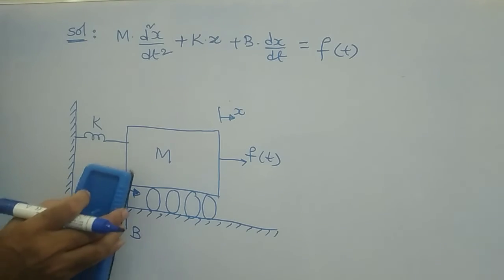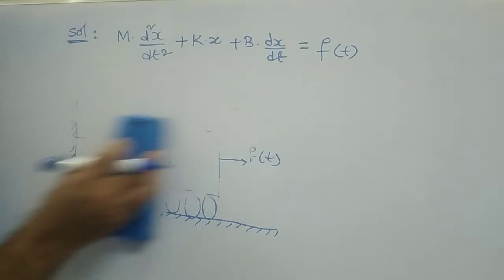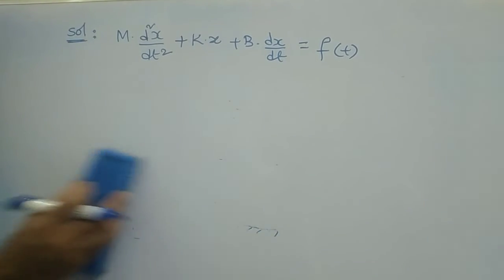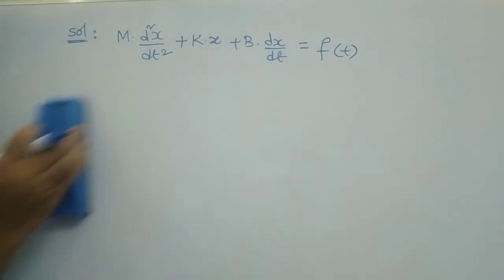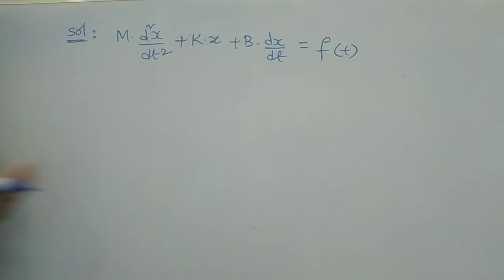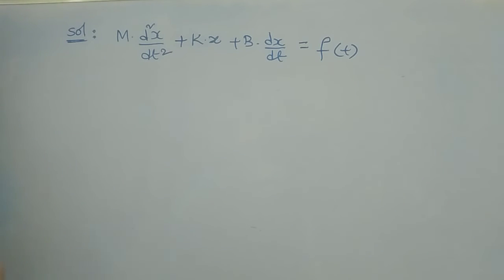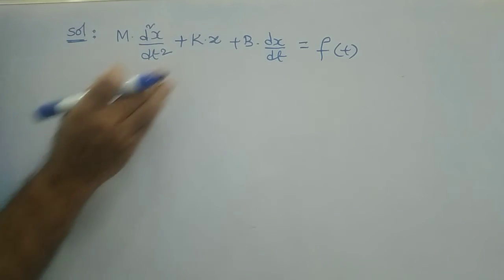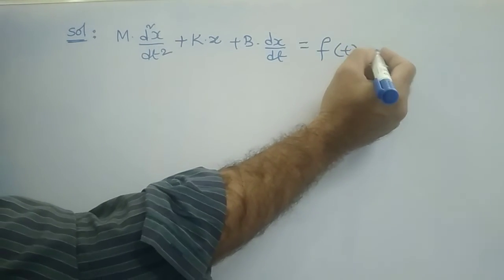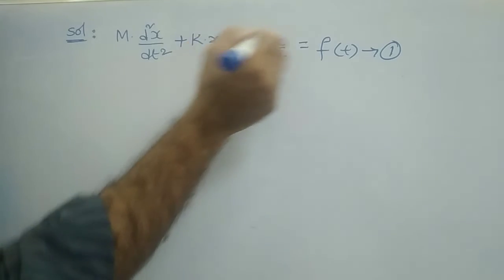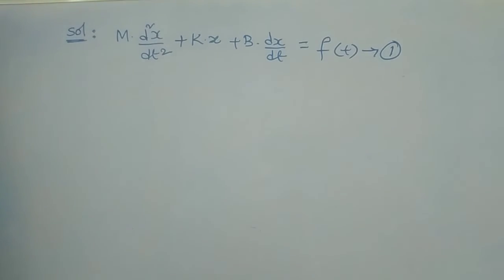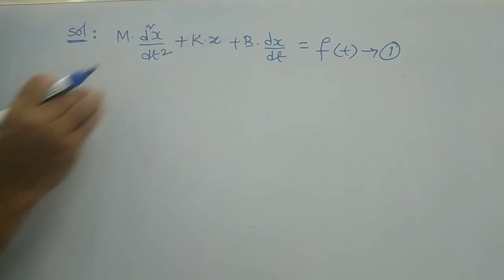Clear? Now I think it is not required for me. I will erase this diagram now, because I already wrote the differential equation. For that only I needed this diagram, otherwise no use. This is the differential equation. Remember that. Now you can call it equation number 1. This is the differential equation from this block diagram, the physical system.